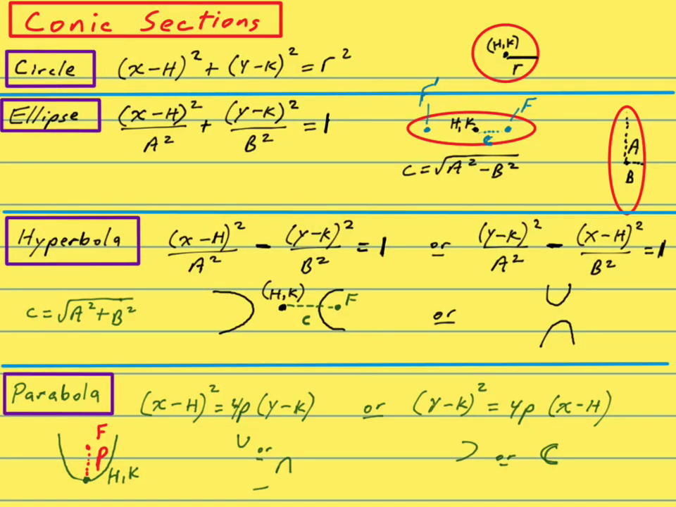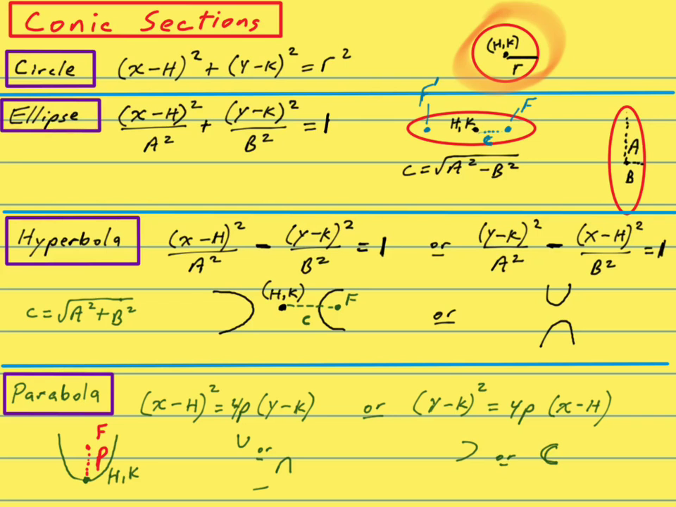This is for 8.6 in Algebra 2, I believe. We're going to talk about conic sections. Here are all the formulas. So in the conic sections, we have an equation for a circle. That would be if the center is at (h, k), radius r.